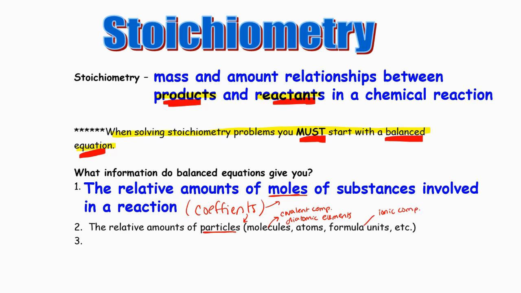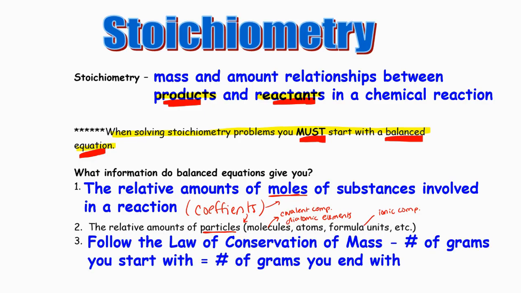And then the last thing, when we balance an equation, we abide by the law of conservation of mass. Every balanced equation abides by the law of conservation of mass, which says the number of grams that you start with has to equal the number of grams that you end with. So the mass of the reactants will always equal the mass of the products. That's very important. When we get into something called limiting and excess reactants, we'll really be focusing on making sure that the grams of the reactants are equivalent to the grams of the products.